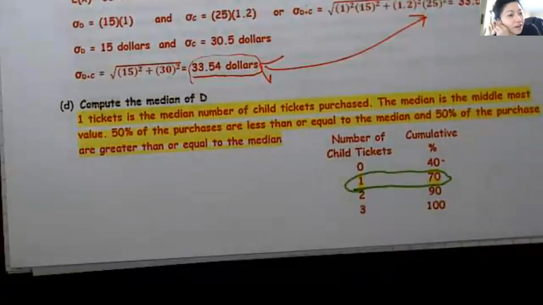Mr. Spencer, on that last question of median, how do you feel about if they say the number of tickets is somewhere between 0 and 1?